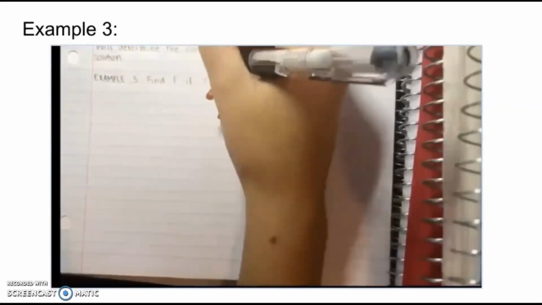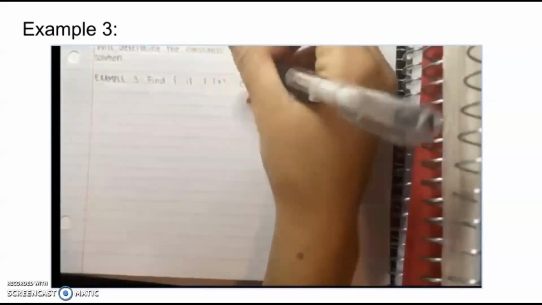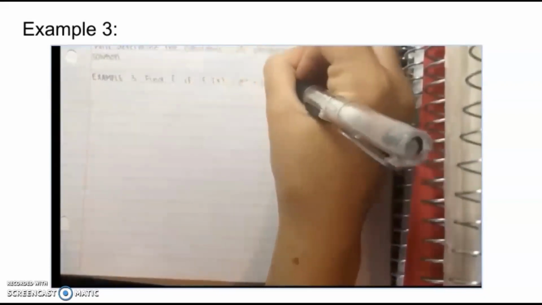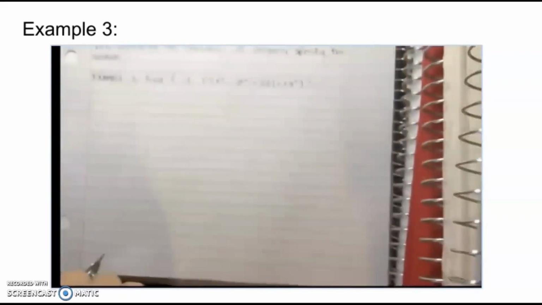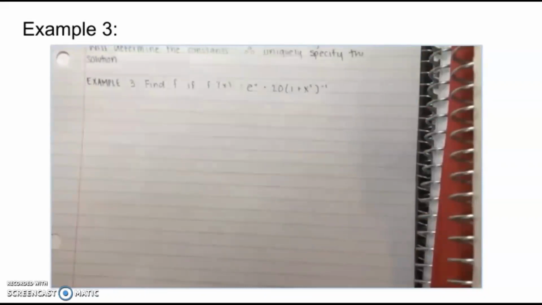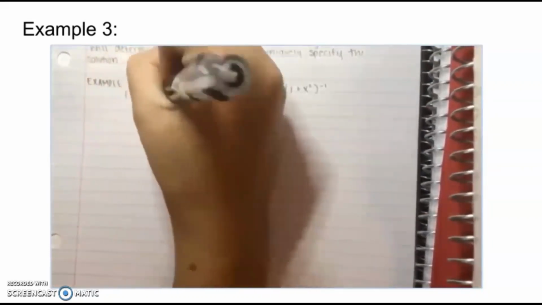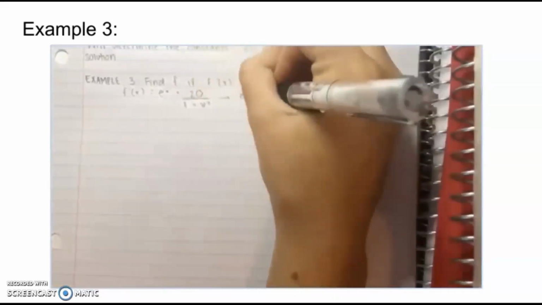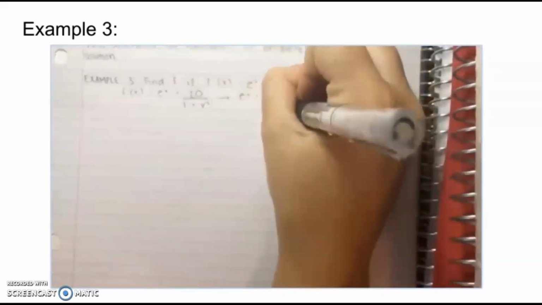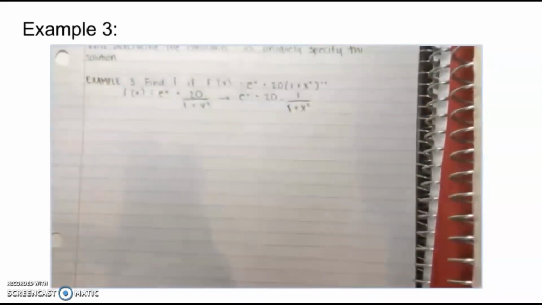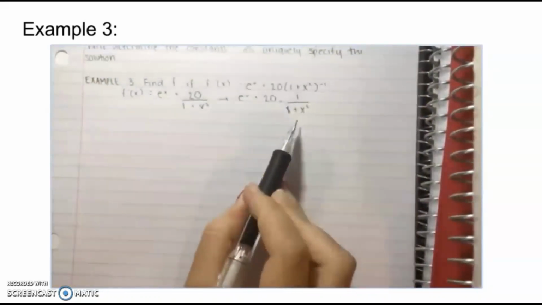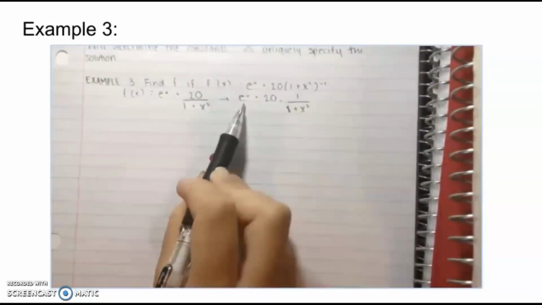Find f if f prime of x equals e to the x plus 20 times 1 plus x squared to the negative 1. We need the general antiderivative, and we can start by rewriting this as f prime of x equals e to the x plus 20 over 1 plus x squared, which can also be rewritten as e to the x plus 20 times 1 over 1 plus x squared, which then we can take the antiderivative of, and we should see that this looks familiar, and e to the x is always e to the x.